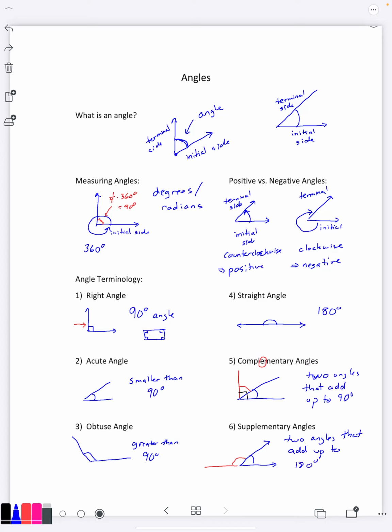Okay, so this is our beginning video on angles. We'll continue on to more terminology and more facts in trigonometry.